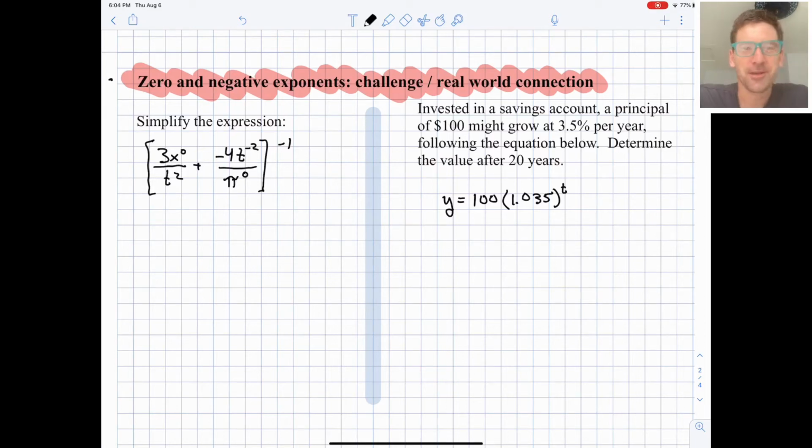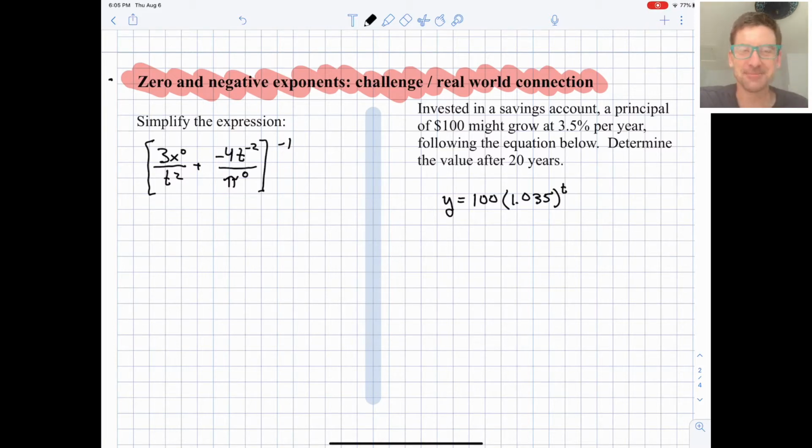All right, we're going to keep going with our work with zero and negative exponents and look at a challenge in a real-world connection. I encourage you to pause the video, try these on your own, and then check back in and see how you did. So let's do the challenge on the left first. That looks kind of nuts, honestly.